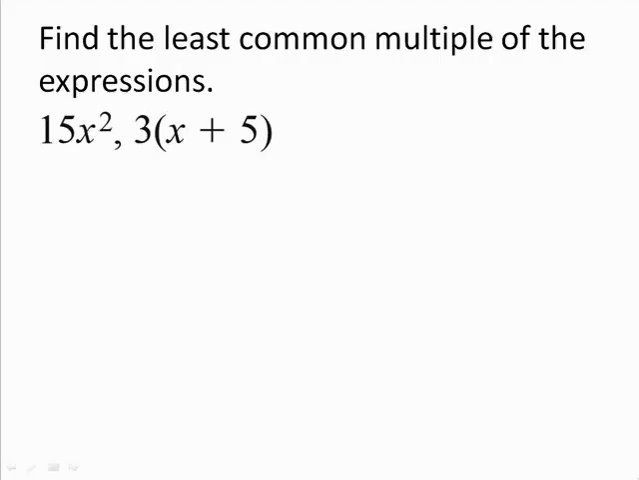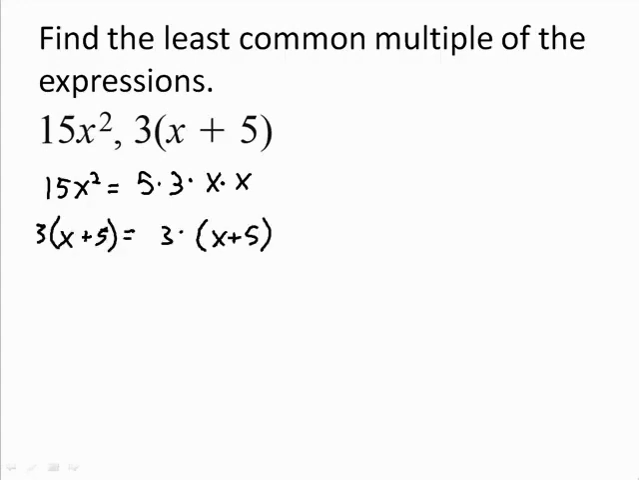Find the least common multiple of the expressions 15x squared and 3 times the quantity x plus 5. 15x squared can be rewritten as 5 times 3 times x times x. 3 times the quantity x plus 5 can be rewritten as 3 times the quantity x plus 5. The least common multiple has to contain each of these factors. It has to include a 5, a 3, two x's, and the quantity x plus 5. The least common multiple is 5 times 3 times x times x times the quantity x plus 5, which equals 15x squared times the quantity x plus 5.